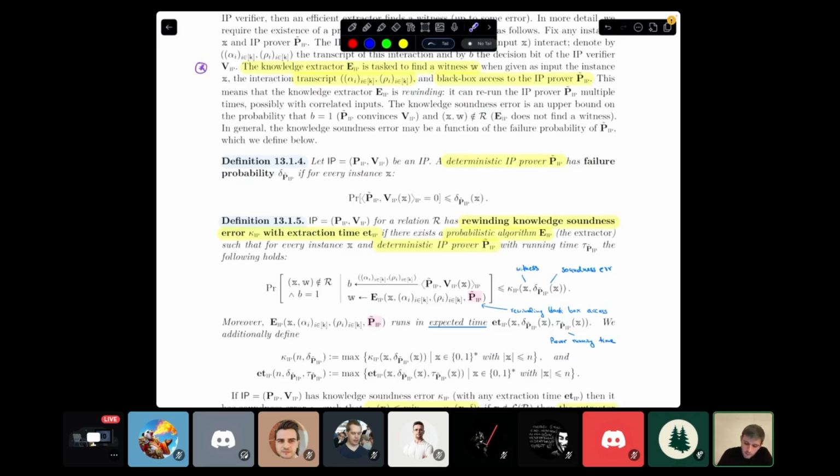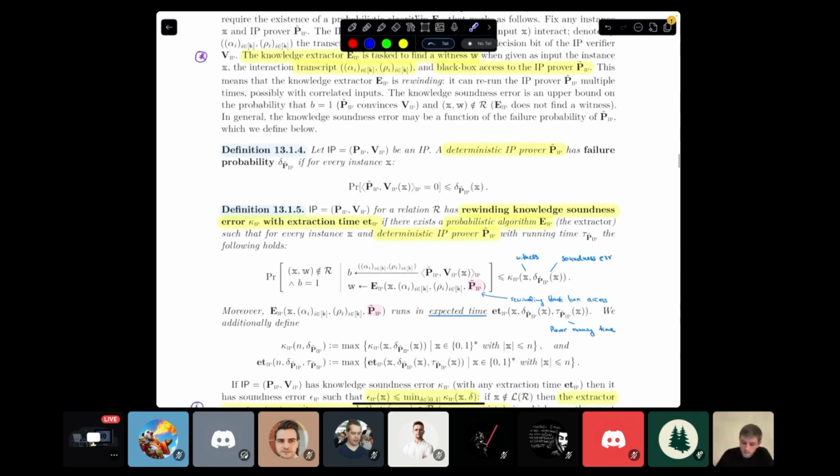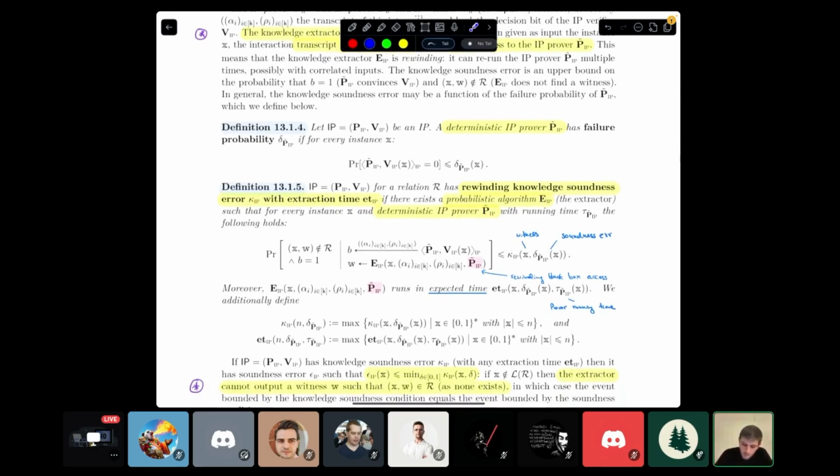Okay, so for a specific prover, which is deterministic, so there is nothing crazy going around. In particular, it's not related to the witness or instance. You can think of it as hardwired if you want. Then the failure probability is this: the probability that the prover and the verifier interact and get the decision bit 0. Then we can define the extractor algorithm as follows.